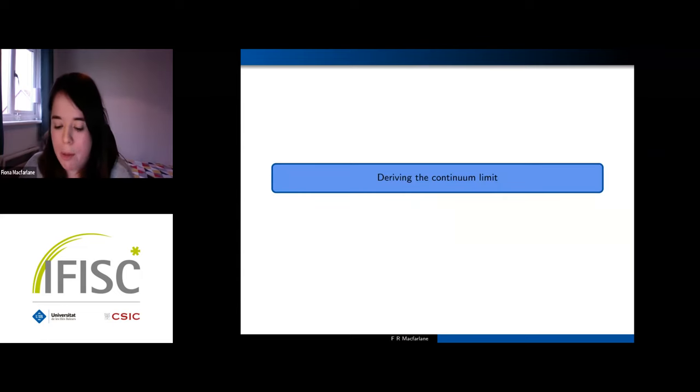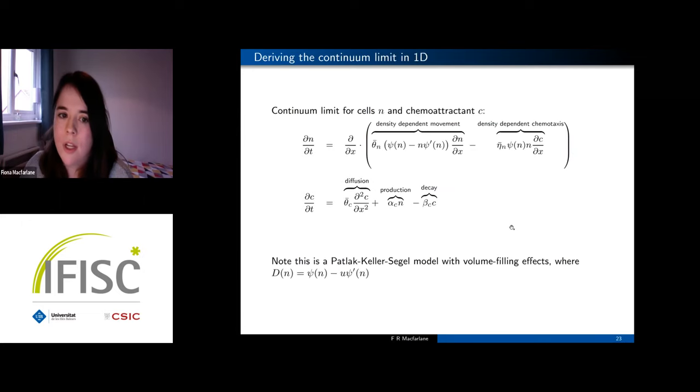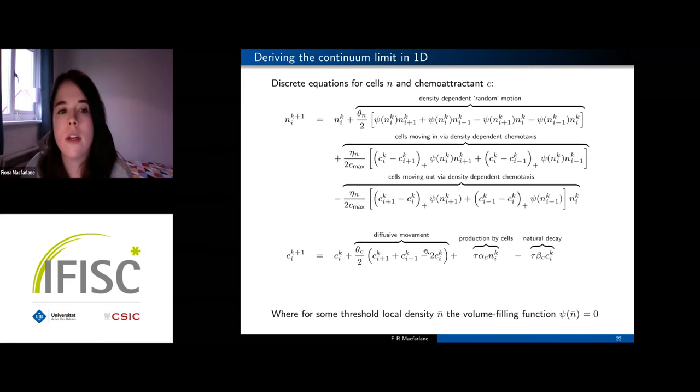So as I said before, it might be useful to look at the continuum limit of these individual based models or agent based models as well, to be able to do some analysis. So the way that we do that is we can write down a form of the individual-based model by looking at the underlying random walk of the cells within the population. So this is what the underlying random walk looks like in 1D.